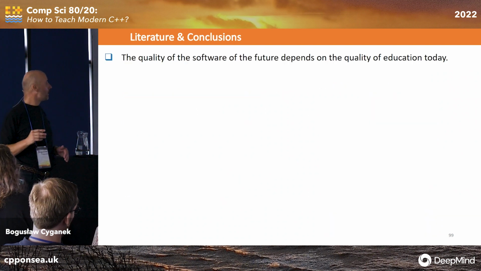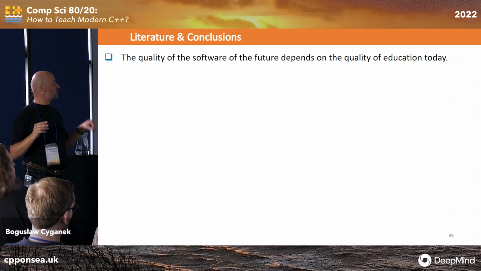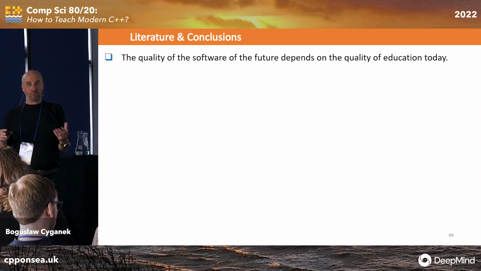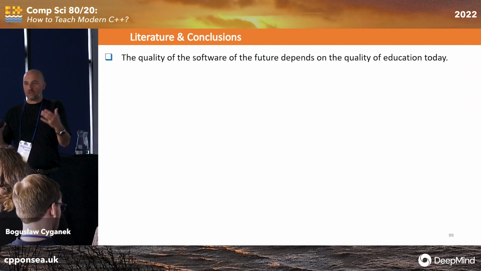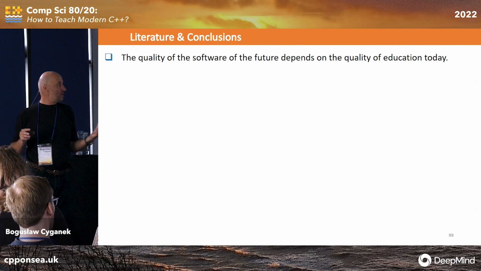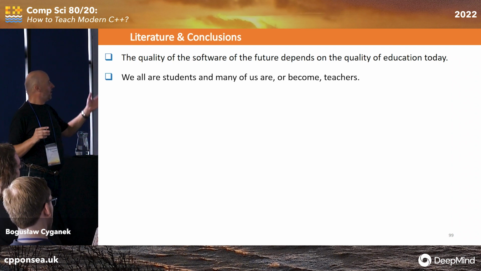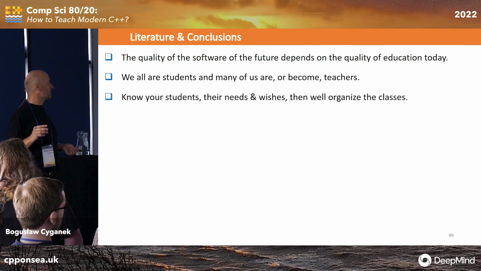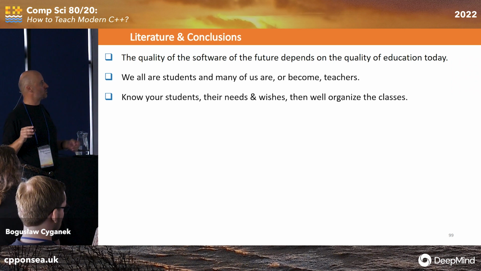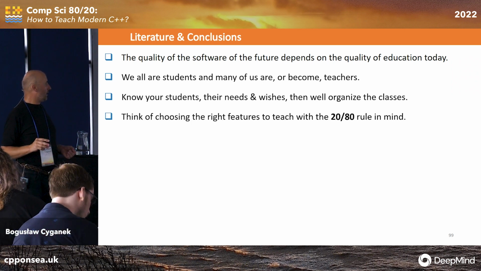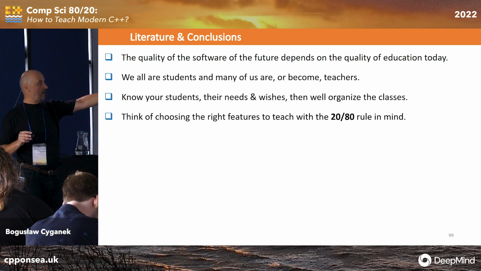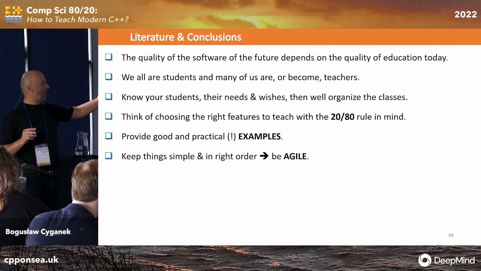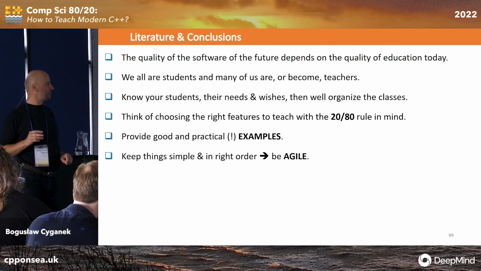No kidding. Okay, conclusions. The quality of the software of the future depends on the quality of education today. But not only that, we love C++, so make it live longer. We need young blood. We need students, enthusiasts. All of us were students, and some become teachers, but many of us are teachers. Know your students, their needs and wishes, and well-organize the classes. Think of choosing the right features, the 20/80 rule. Remember about this. Provide good examples.